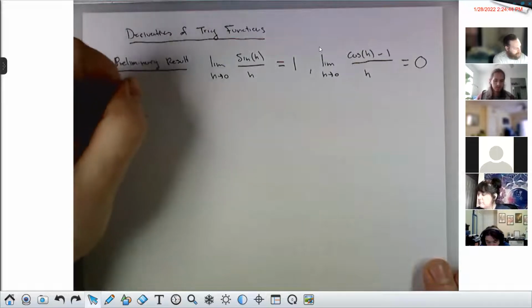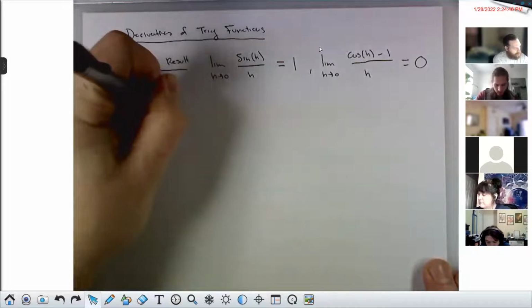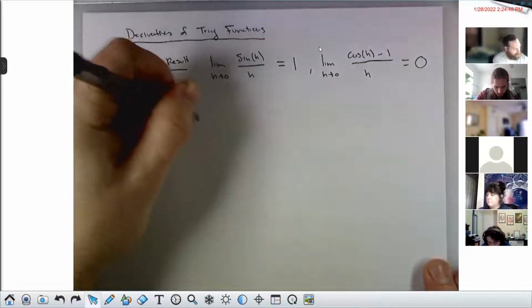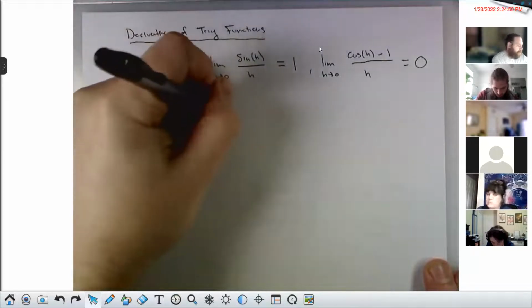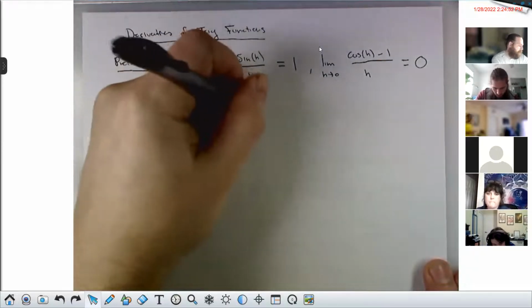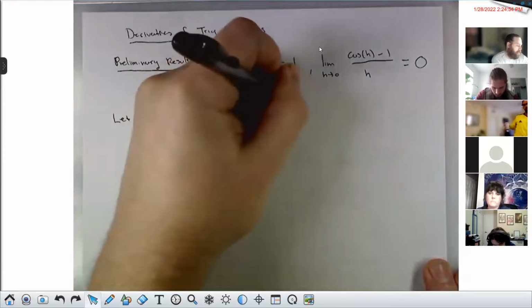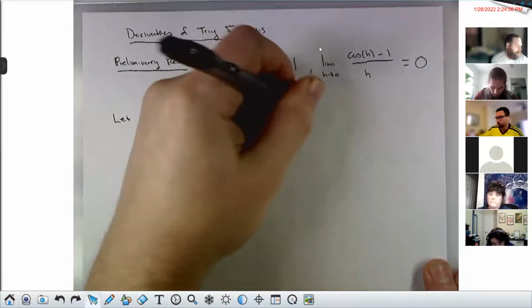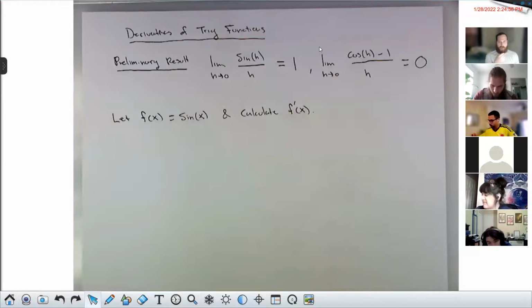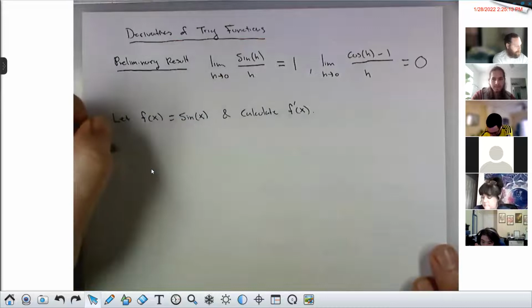let f of x be sine x and calculate f prime of x. I cannot apply the power rule or the product rule or the quotient rule or anything about e to the x because I don't have any of those things. I have a trig function here. So the only thing I could do is write down the limit definition.